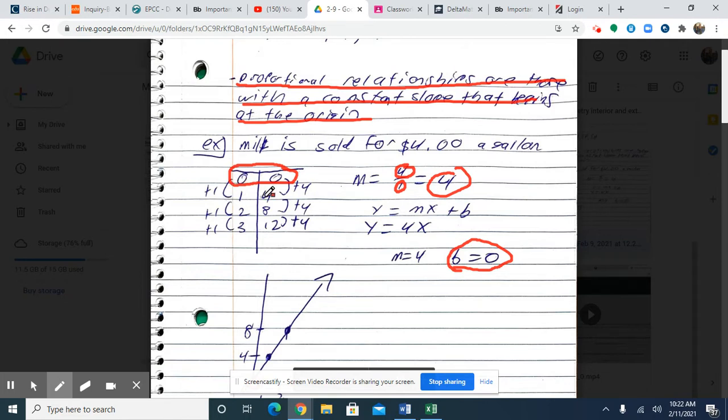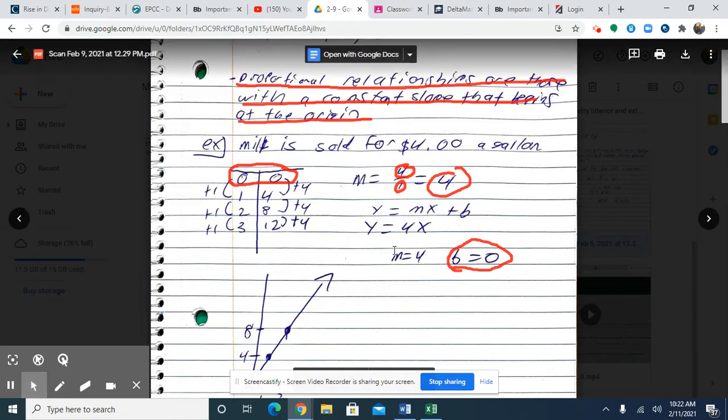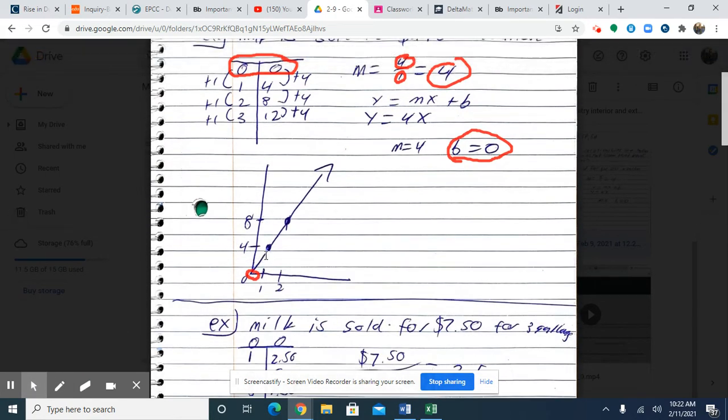So I buy 1 gallon, it's 4. I buy 2 gallons is 8. 3 gallons is 12. And so we can create a line based off of that. That would be a proportional relationship.